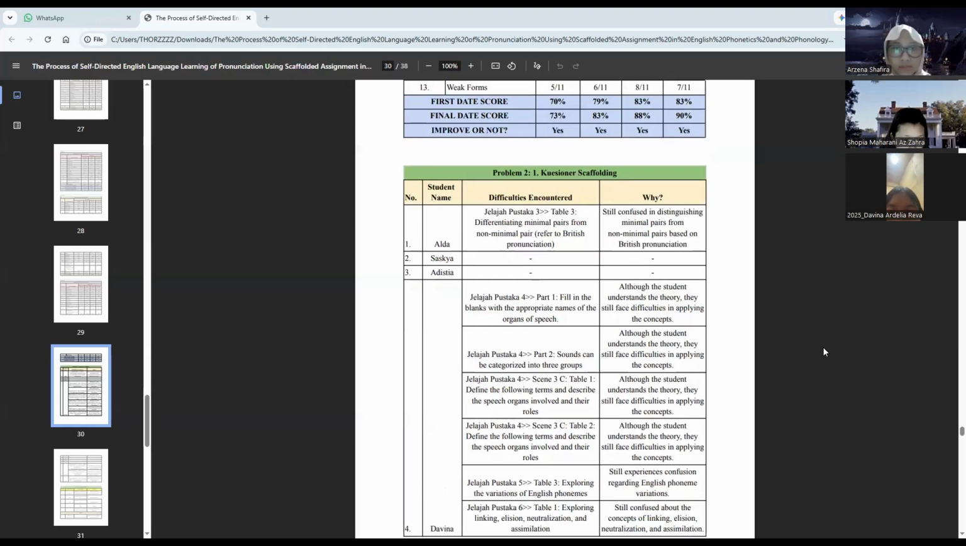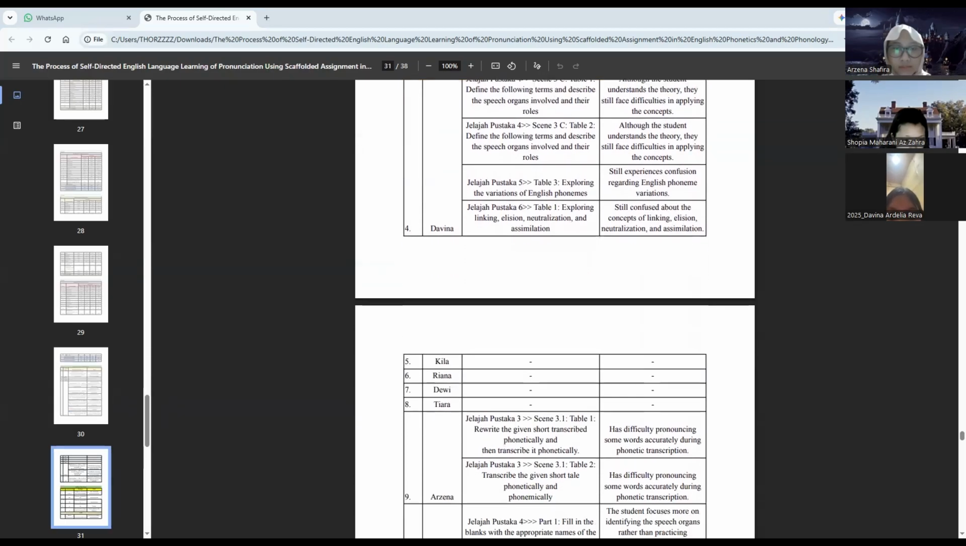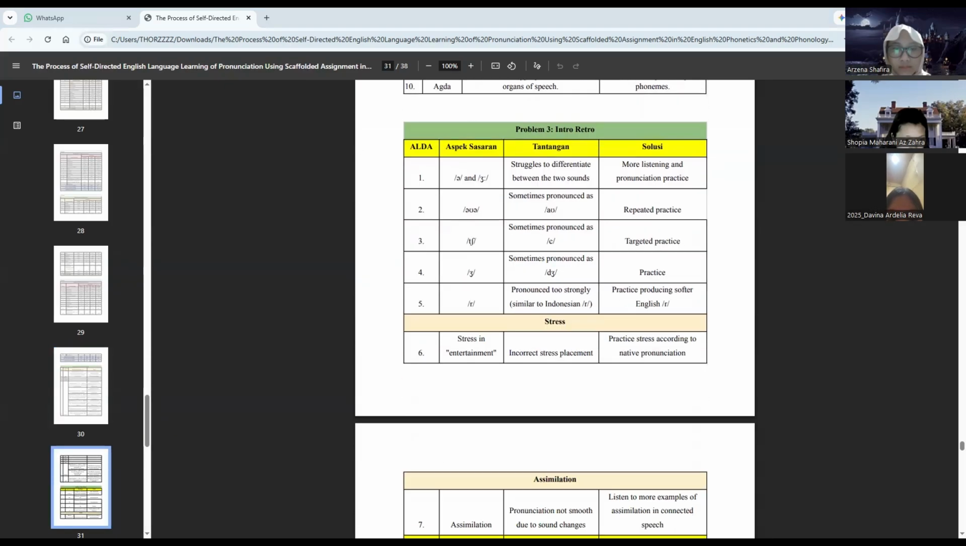The next problem, problem 3, my friend Sophia will explain it.